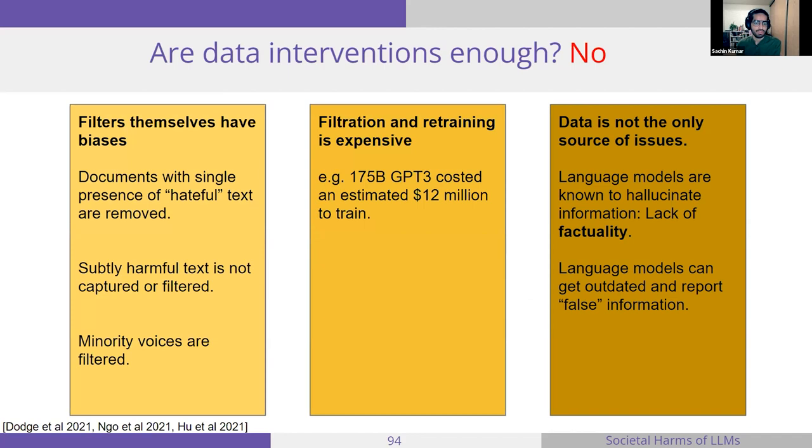Okay. So, to summarize, we discussed different kinds of data filtration or augmentation mechanisms. But due to biases in these filters, due to the cost of the retraining, and of course, data not being the only source of these issues, intervening only at the data level is not enough to solve these issues.